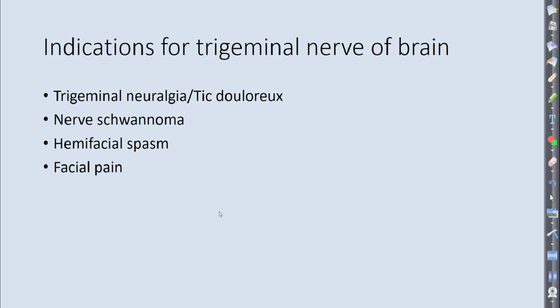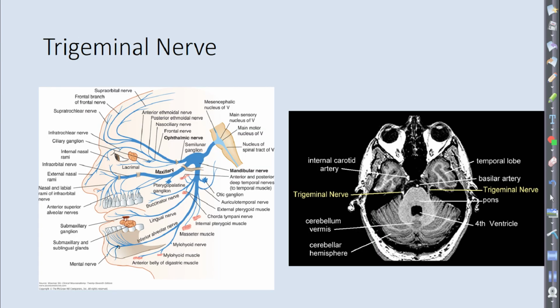Hemifacial spasm, facial pain. So remember that the trigeminal nerve is the 5th cranial nerve. Remember, you need to know the cranial nerves. It's the 5th cranial nerve, and it's responsible for the sensations in the face. It's also responsible for motor functions such as biting and chewing, and it actually is the largest of the cranial nerves.